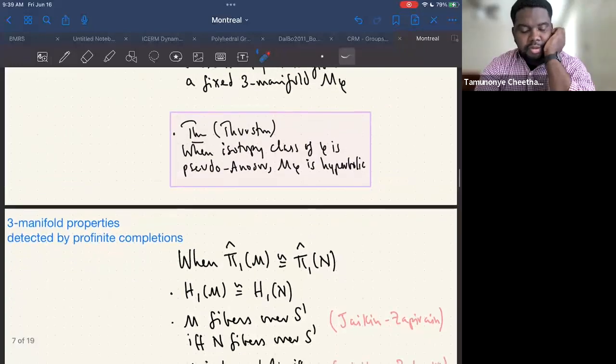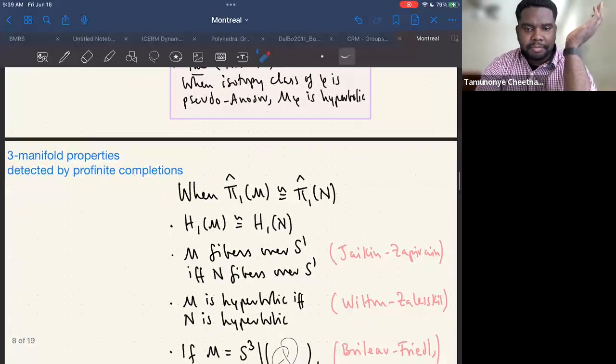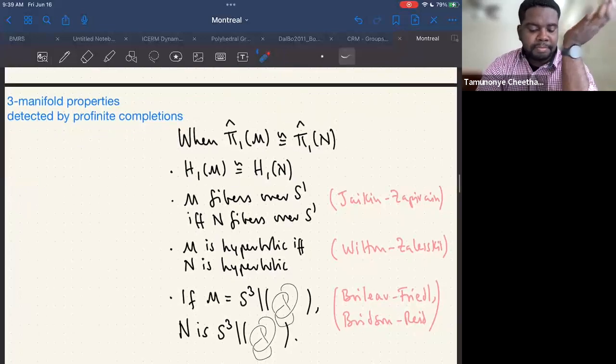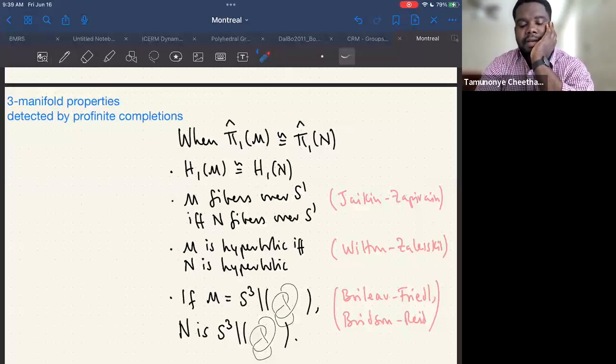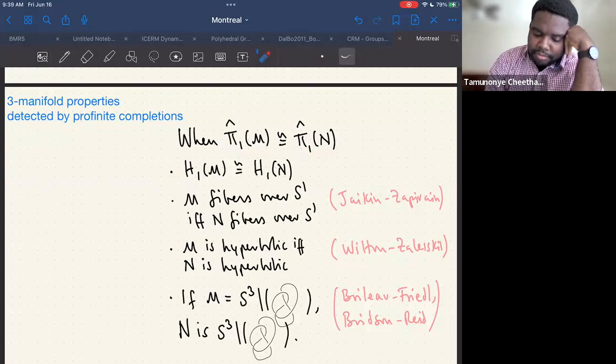Okay. So we've seen earlier, right, that the profinite completion detects certain properties of the three manifold. So, for example, we've seen that the first homology is quickly detected, and all that you need to know to prove this is that when you have all the same finite quotients, you have all the same abelian quotients, and the abelianization satisfies a certain universal property, and so one can see that the homologies are abstractly isomorphic.